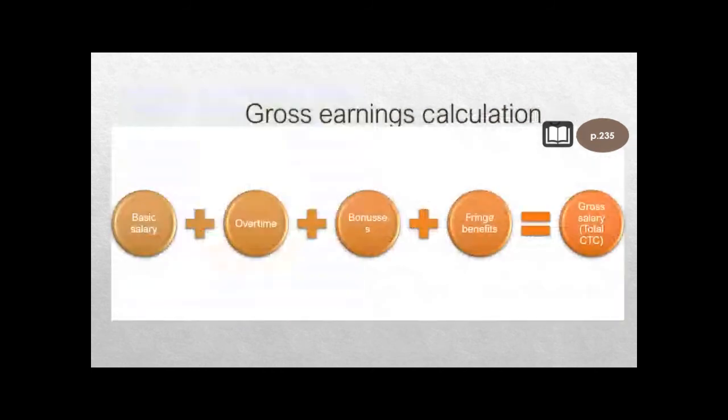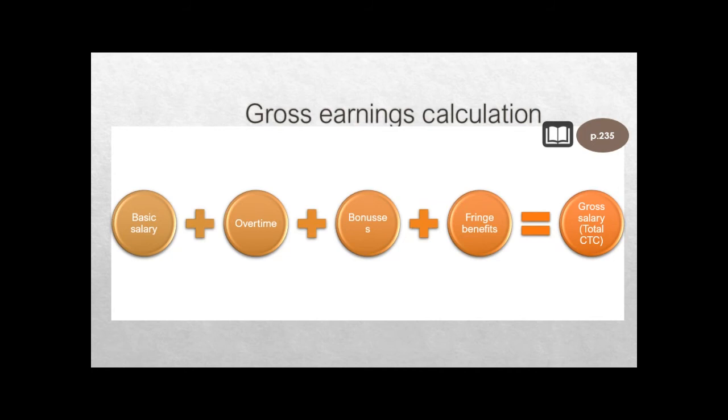Now, how do we calculate it again? We start with the basic salary. We add overtime, we add bonuses, we add fringe benefits. Fringe benefits are those items that you receive because of the fact that you are employed by that company. You don't necessarily receive it in cash, you receive it in a type of asset that you can use. For example, a motor vehicle, a cell phone, a laptop, that would be a fringe benefit.